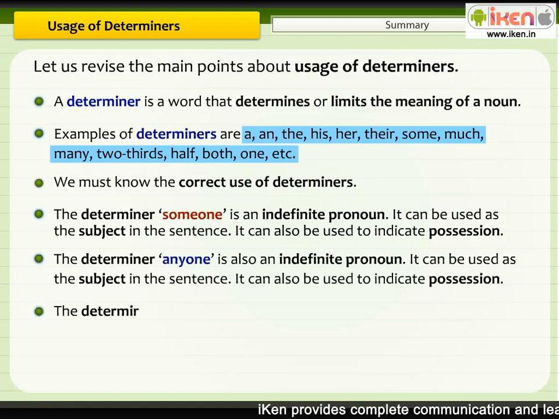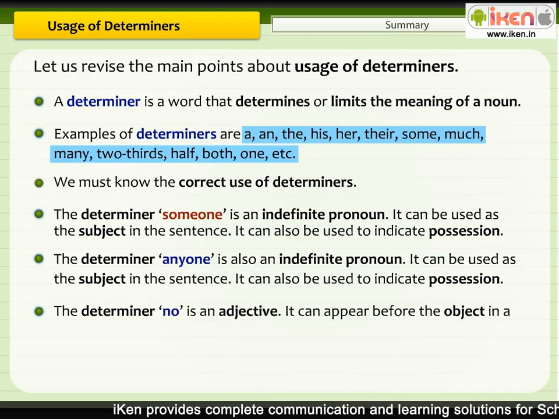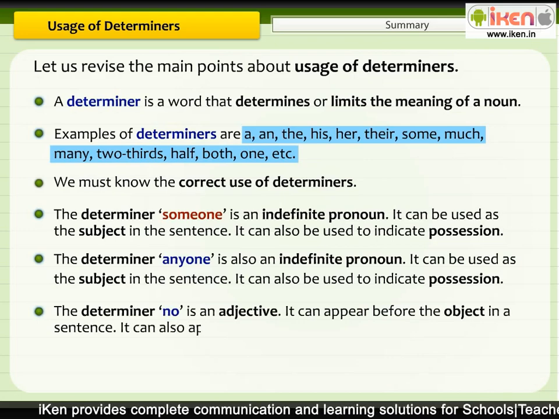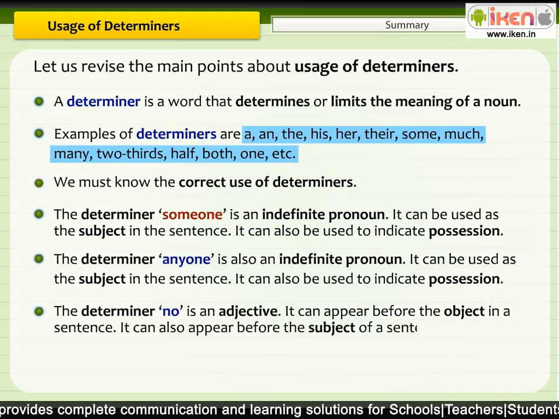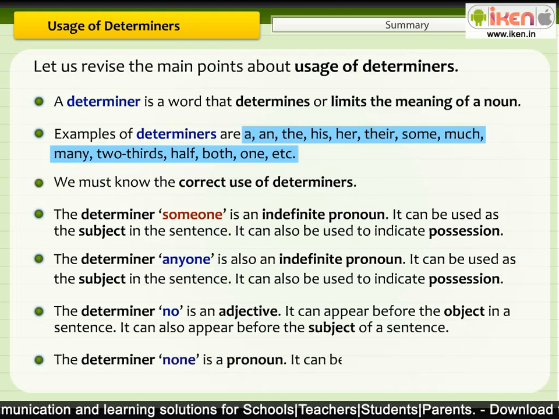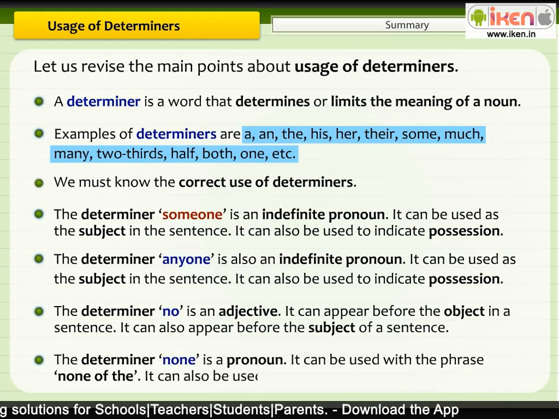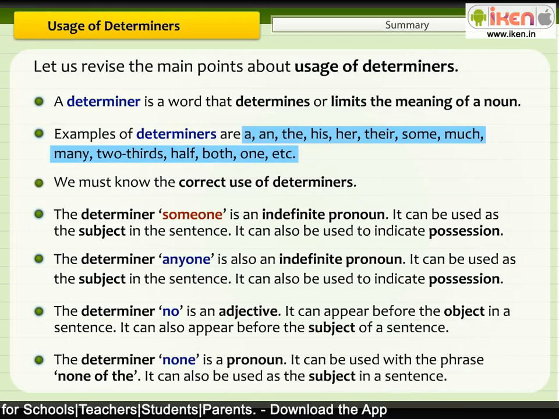The determiner no is an adjective. It can appear before the object in a sentence. It can also appear before the subject in a sentence. The determiner none is a pronoun. It can be used with the phrase none of the. It can also be used as the subject in a sentence.